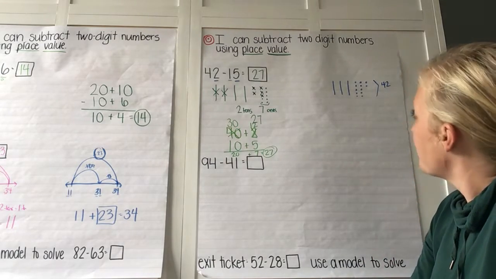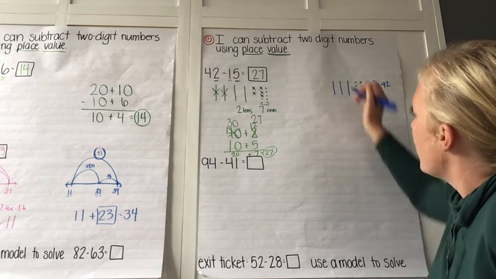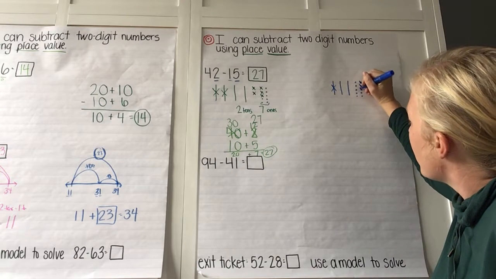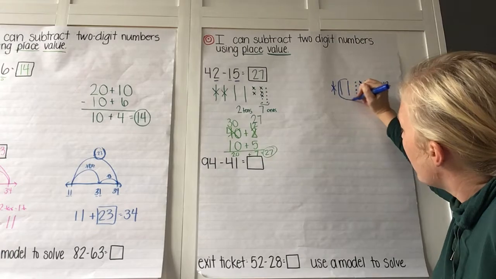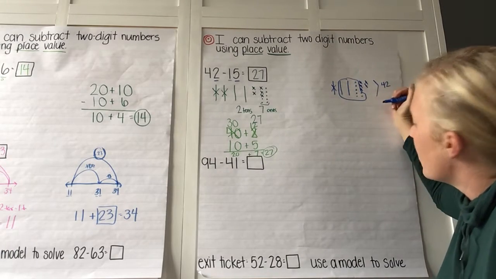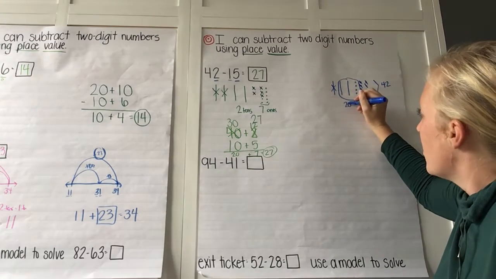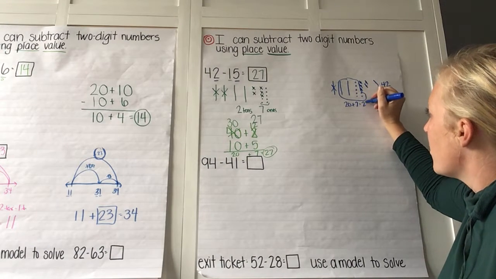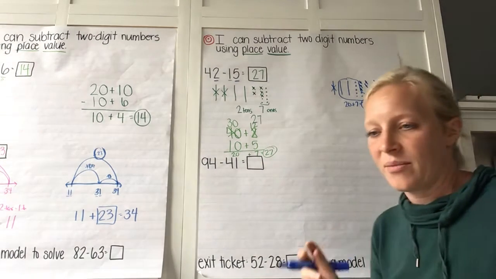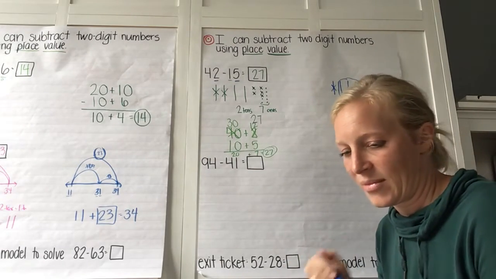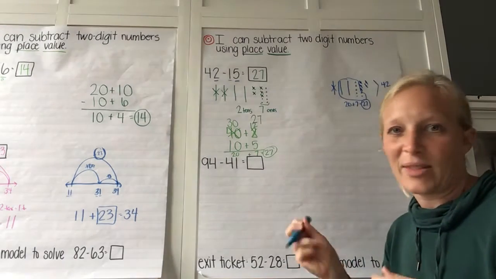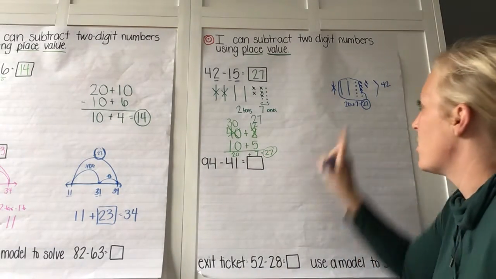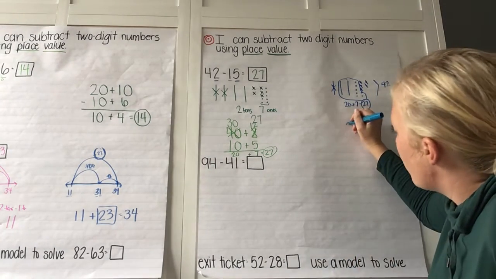Okay, then what? Take away 15. 10, 11, 12, 13, 14, and then 15. And what do you have left? 20 and 5, 6, 7. And that equals 27. Somebody else did their equation. Let's see if this equation matches this work. What did you do first?